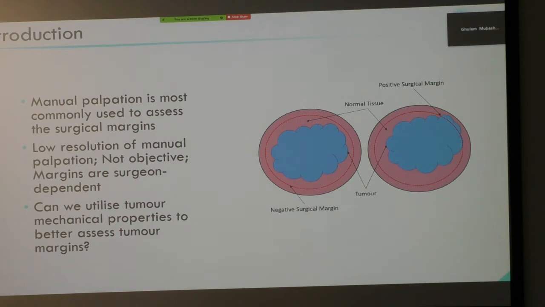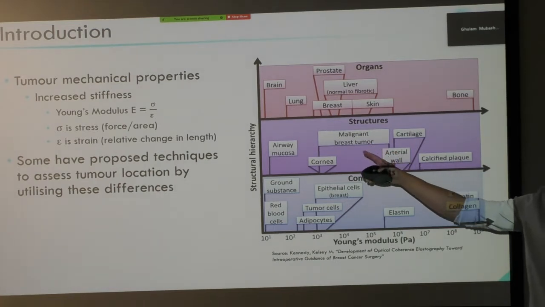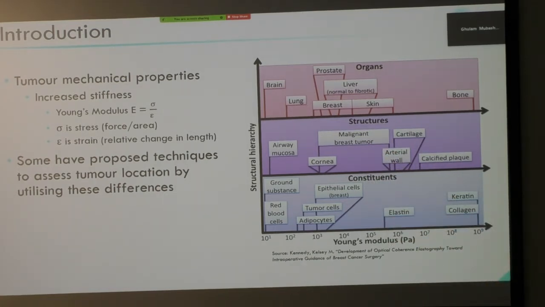Is there a way that you can utilise the properties of tumours to come up with some imaging system to try and better assess these margins during surgery? So the most important mechanical property that's assessed in palpation is stiffness. And so you can see here that stiffness is characterised by Young's modulus, which is the ratio of force over the deformation of that material. And you can see here that breast tumour has a significantly higher range of stiffnesses over the healthy tissue within the breast.